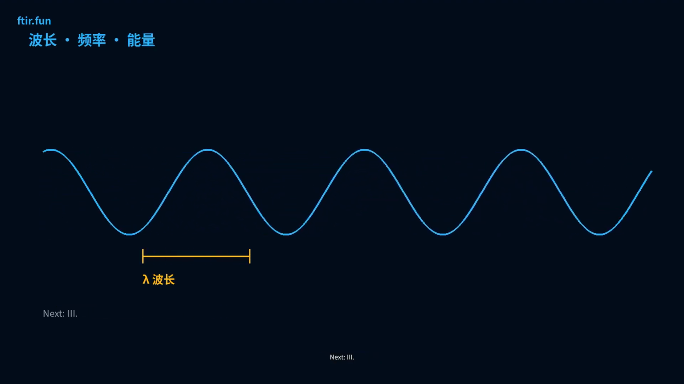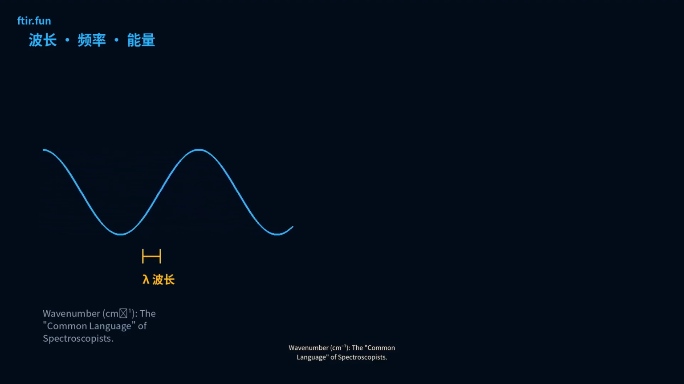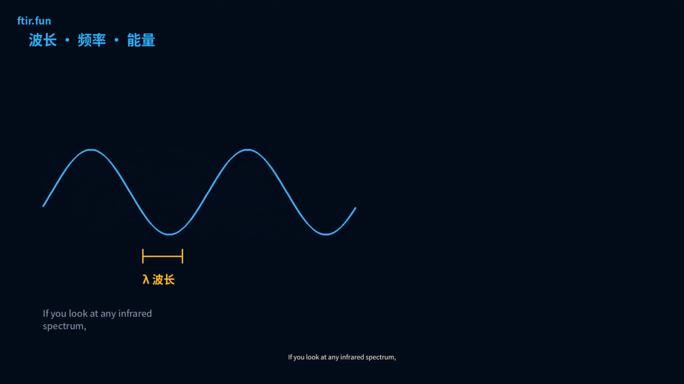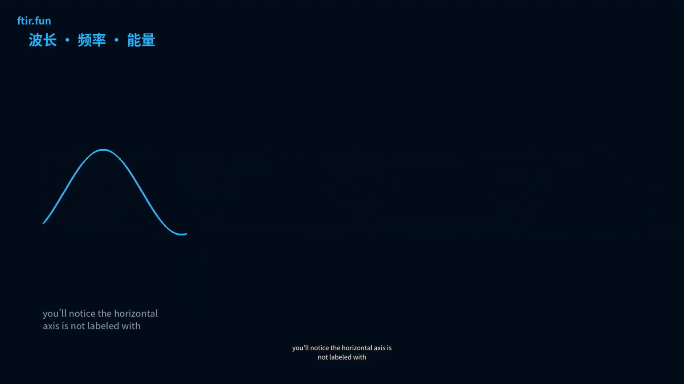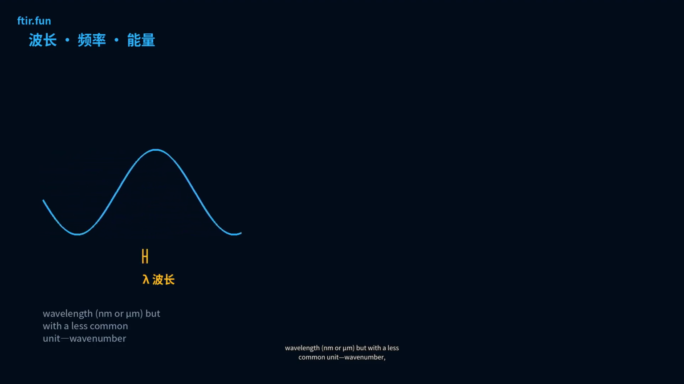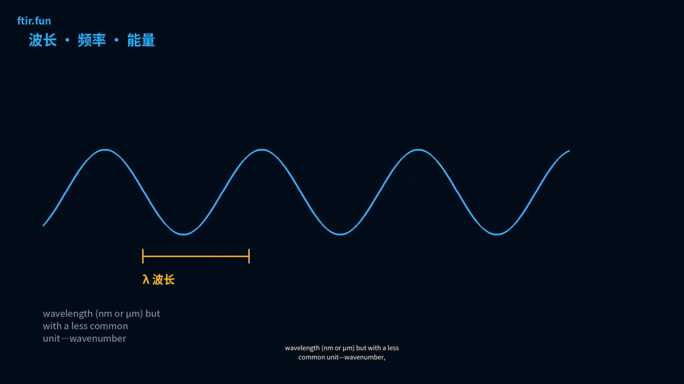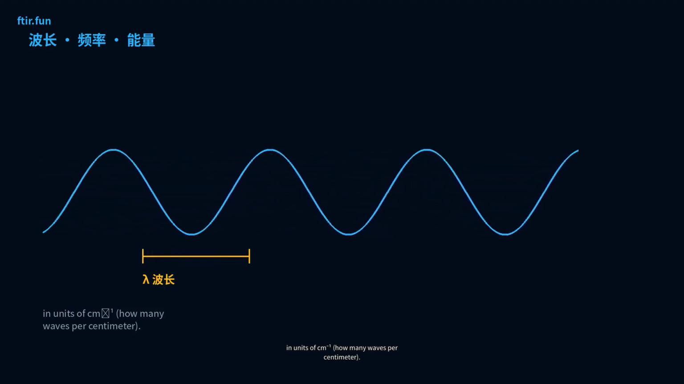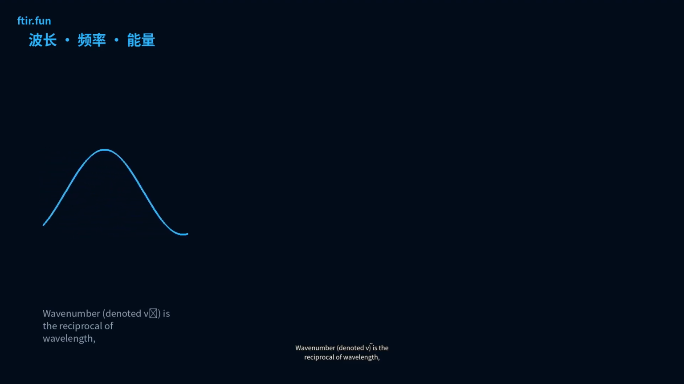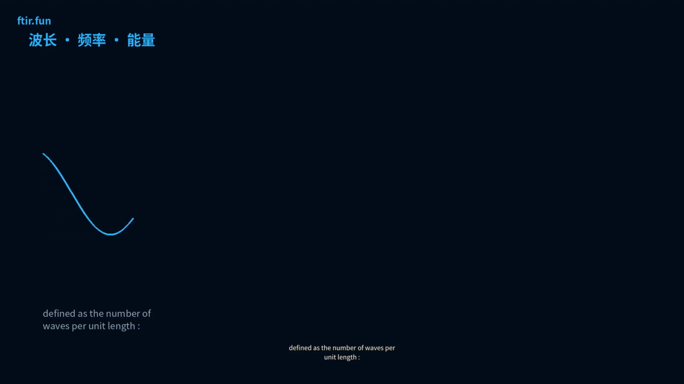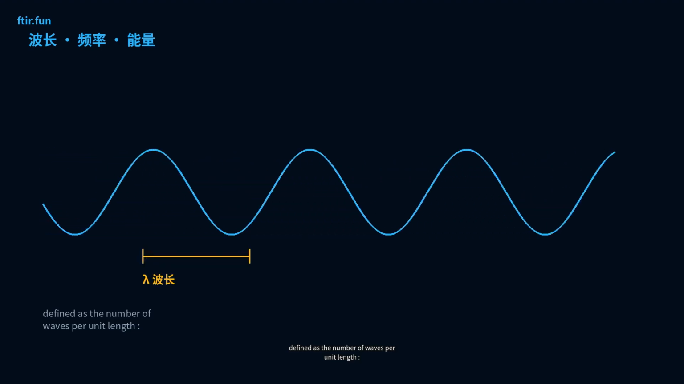Next, wave number in cm⁻¹, the common language of spectroscopists. If you look at any infrared spectrum, you'll notice the horizontal axis is not labeled with wavelength in mm or μm, but with a less common unit, wave number, in units of cm⁻¹, how many waves per centimeter. Wave number, denoted ν̃, is the reciprocal of wavelength, defined as the number of waves per unit length.